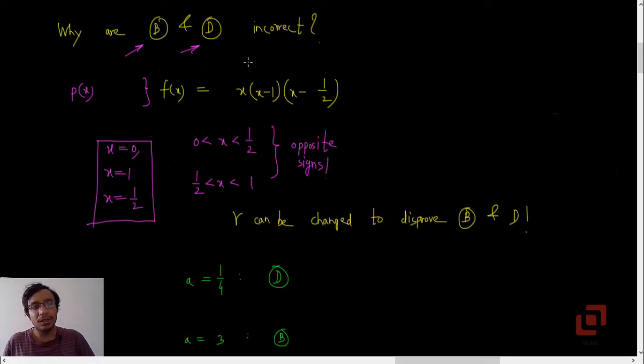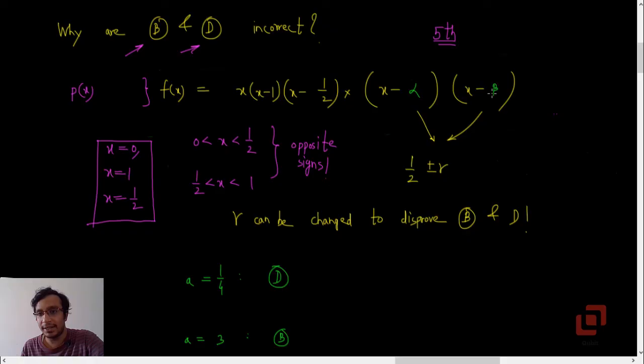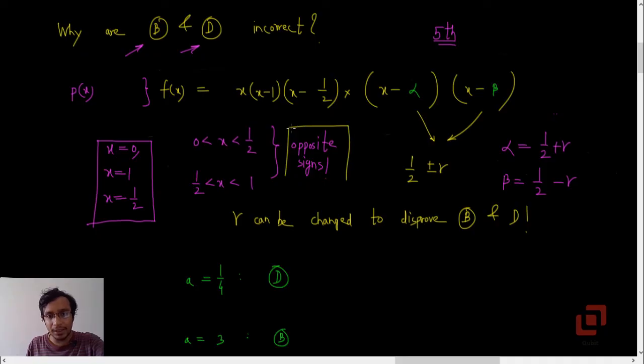But to discard B and D, I have added two more factors to this so that it becomes a fifth degree polynomial. And those two factors are x minus alpha and x minus beta. And alpha and beta should not be taken to be random numbers. There is a relation between alpha and beta: if you pick alpha as 1 upon 2 plus gamma, where gamma is any real number, then you should take beta as 1 upon 2 minus gamma, so that this particular property of the function is preserved. We'll now see graphically what happens if you take different values of alpha and beta.